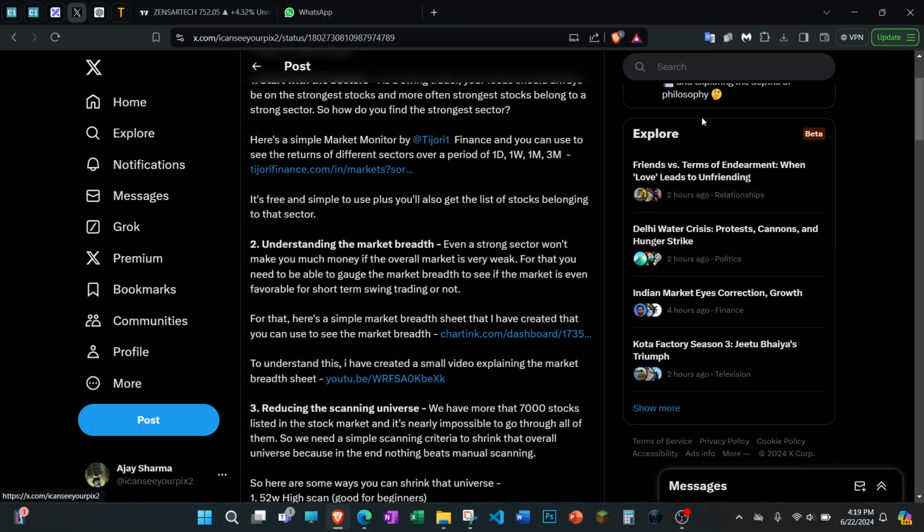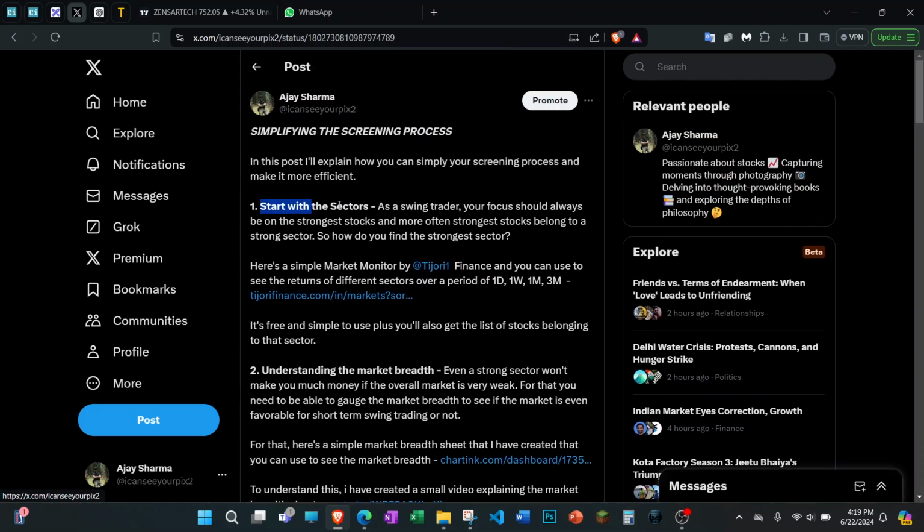Okay, so the first point here was start with the sectors, right? As a swing trader, your focus should always be on the strongest stocks, and more often than not, the strongest stocks belong to a strong sector. So how do you find a strong sector? There's another data point as well: more than 60% of the moves that stocks give belong to sectoral moves. If the whole sector is strong, the weakest stock in that sector will also perform better compared to the strongest stock in a weak sector. So sectoral strength is really important.